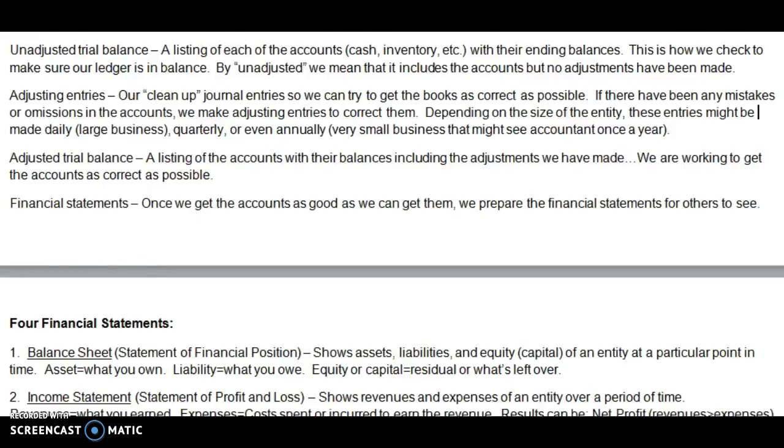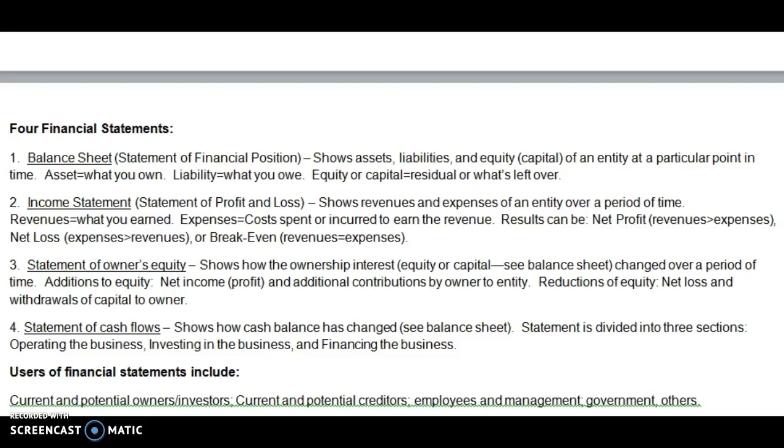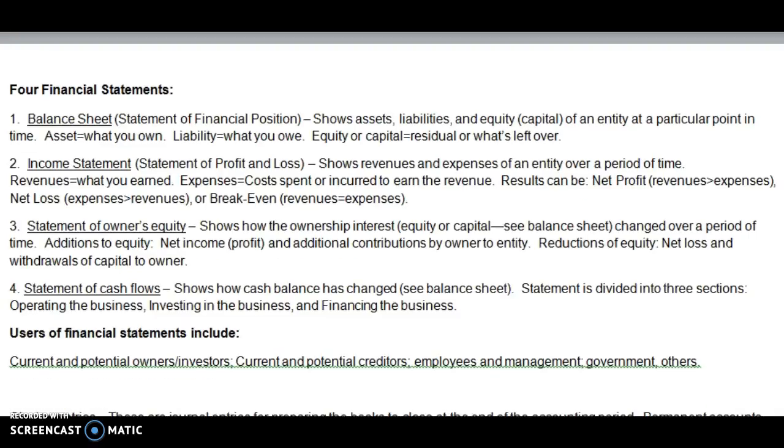So let's take a look at the financial statements. The four financial statements used here in the United States are balance sheet, income statement, statement of owner's equity, and statement of cash flows. And we'll talk about preparing them in another video. Remember, the financial statements are used by internal and external users. You know, the bank doesn't care about how you did the transactions. The bank just wants to see the end results.